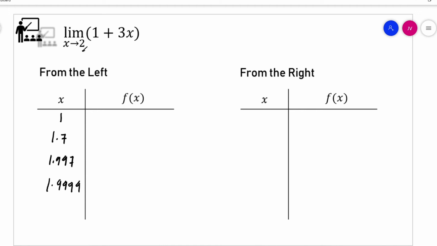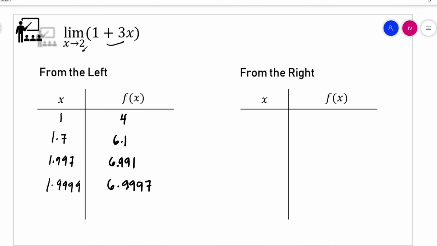So para makuha natin si f of x, isa-substitute natin itong mga value na ito doon sa ating function na 1 plus 3x. So we have 1 plus 3 times 1, that is equal to 4. So for 1.7, we have 6.1. For 1.997, we have 6.991. And for 1.999, we have 6.9997.